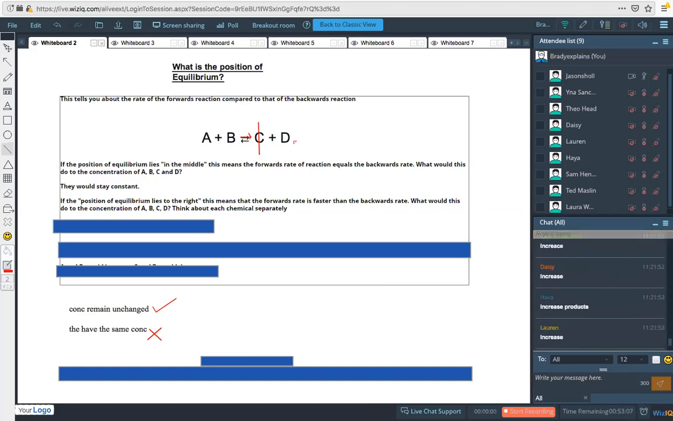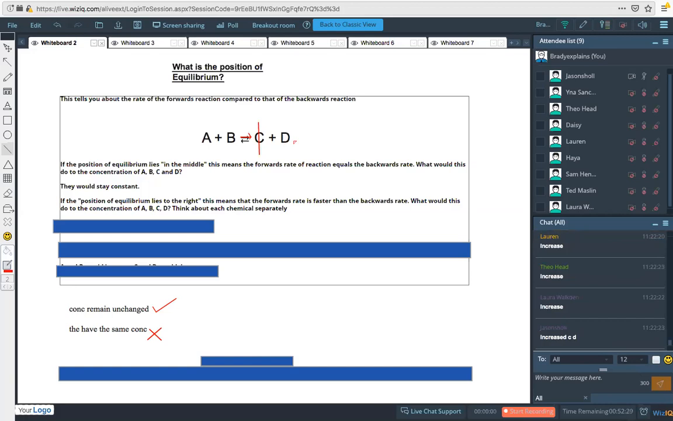Increase, right, excellent, increase. So if we shift the position of equilibrium to the right, what that means is you've made more forward reaction. So let's try that again. If we've made more forward reaction by shifting the position of equilibrium to the right, what will that do to the concs of C and D? It'll increase, won't it? Okay, that's the answer. Excellent, nice one. So that's what we mean. So that's the most important thing to get in our head. If you shift the position of equilibrium to the right, you're going to make more products.